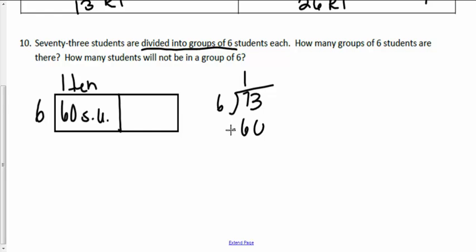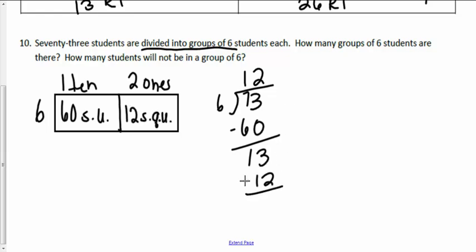So when I subtract 60, that's going to leave 13. So 6 will go into 13 two times. So this would be 2 ones, which would give this an area of 12 square units. And then when I subtract 12, that leaves me with the remainder of 1. So here is my drawing, and here is where I wrote my number sentence.